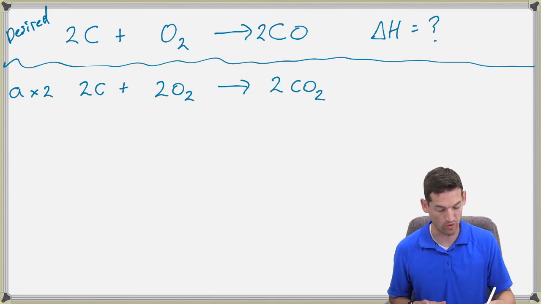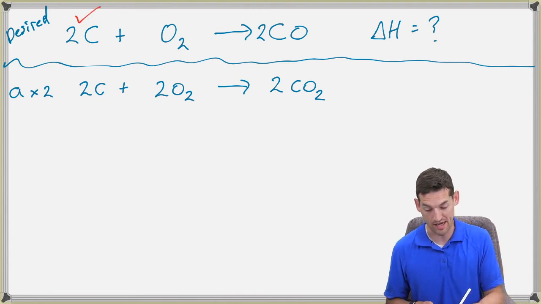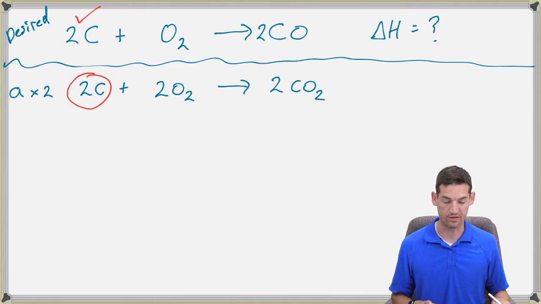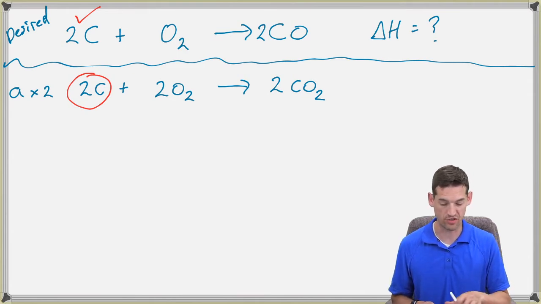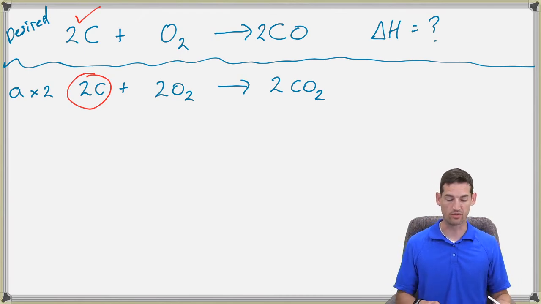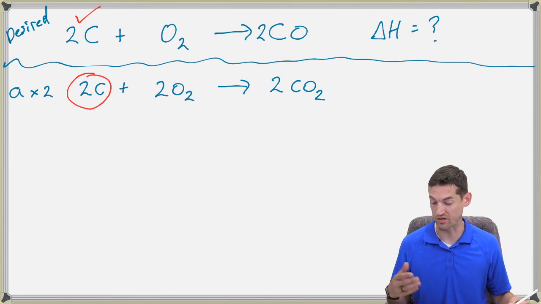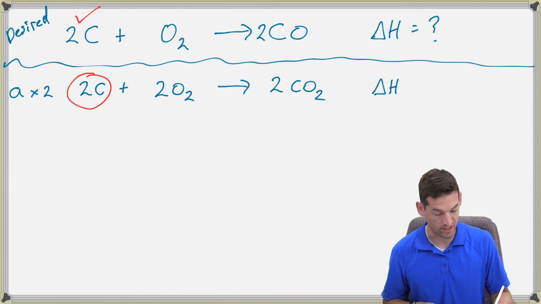Now just to show you what I'm doing here, I'm now going to check that off because I have 2 carbons. I'm not going to check off oxygen yet because I have too many. And I don't have carbon monoxide, I have carbon dioxide. So I'll leave those. But because I doubled reaction A, remember I have to double its delta H.